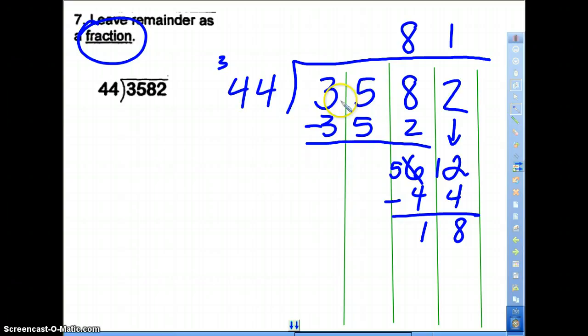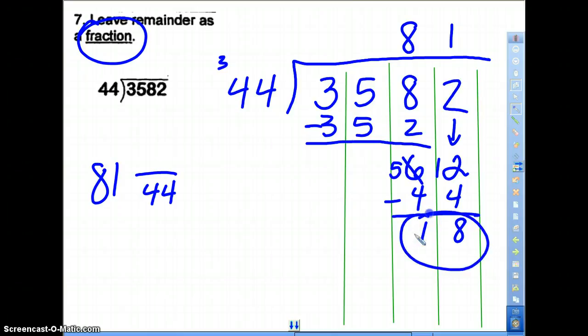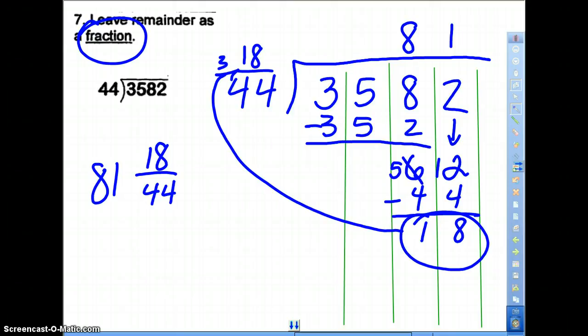So 44 goes into 3,582 81 whole times, and another how many 44ths of a part of a whole? Yeah, this guy right here goes over the top here, and that becomes your remainder in fraction form. But what do you have to do with this type of remainder? Yeah, you always have to reduce. If you guys don't reduce, I'm going to mark it wrong.